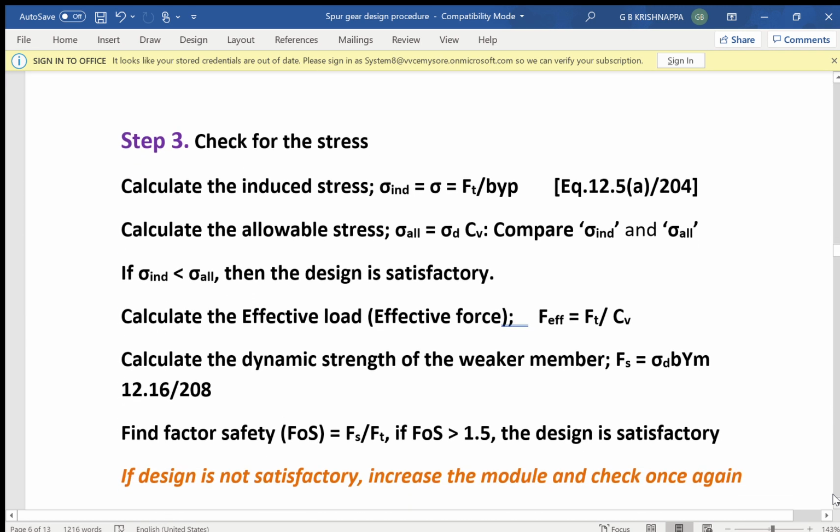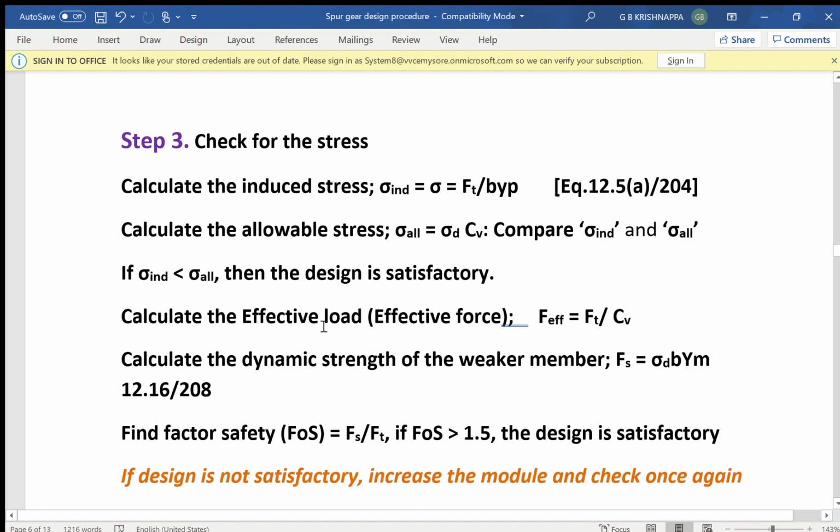Step 3. Check for the stress. Calculate the induced stress: sigma induced is equal to Ft by b y p, from equation 12.5a. Calculate the allowable stress: sigma allowable is equal to sigma d into Cv. Next, compare the induced stress with the allowable stress. If the induced stress is less than the allowable stress, then the design is satisfactory.